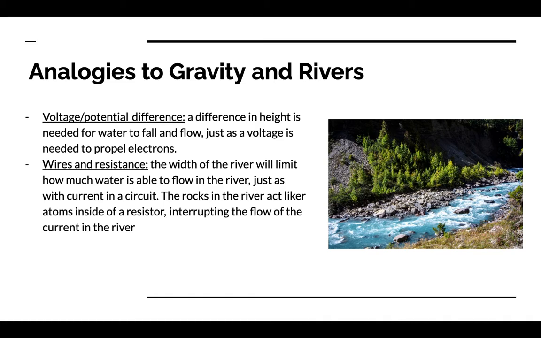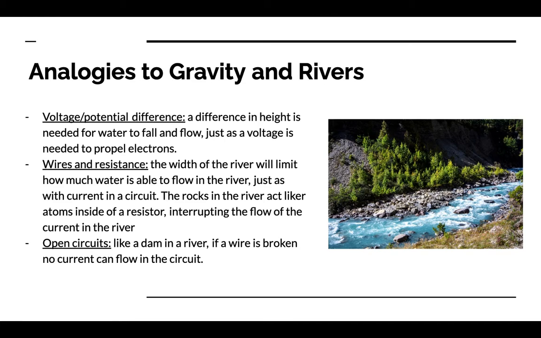The rocks in the river act like atoms inside of a resistor, interrupting the flow of the current in the river. So the more rocks we have in our river, the higher resistance we have, and the less flow of water we're going to have. And then lastly, if we have an open circuit where current can't flow, it's like we have a dam in the river. Where a wire is broken, no current can flow, the same way that if we dam a river, no water is able to flow inside of the river.